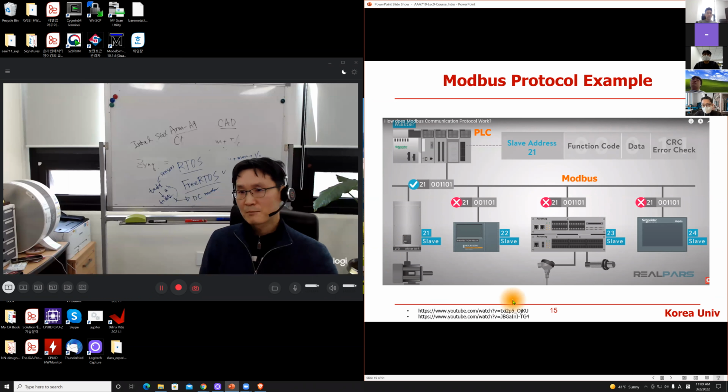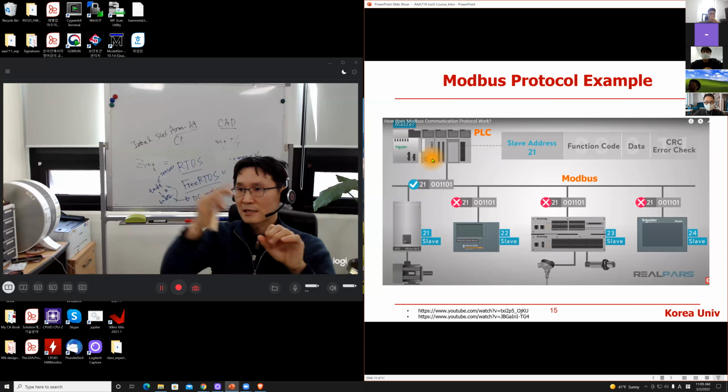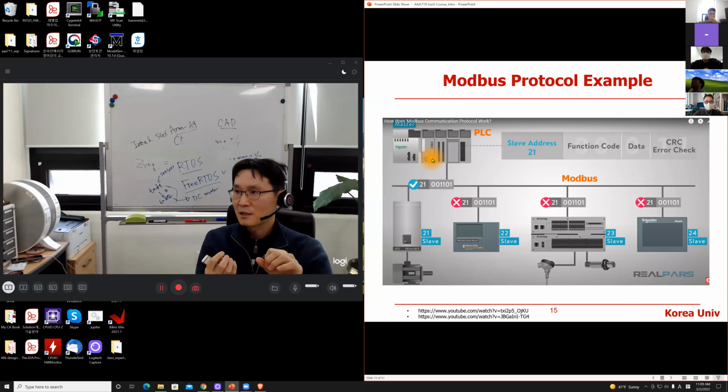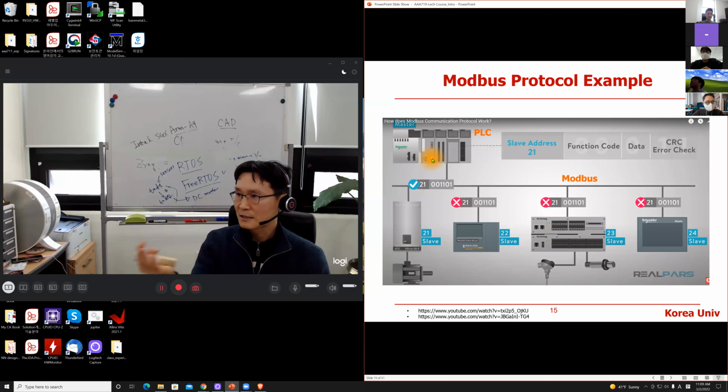But the thing is data communication, right? You want to send data from master to slave, or you want to receive data from the slave. That is the purpose: send data or receive data. And they define a domain-specific protocol for how to receive and how to send data. That is the specific protocol.